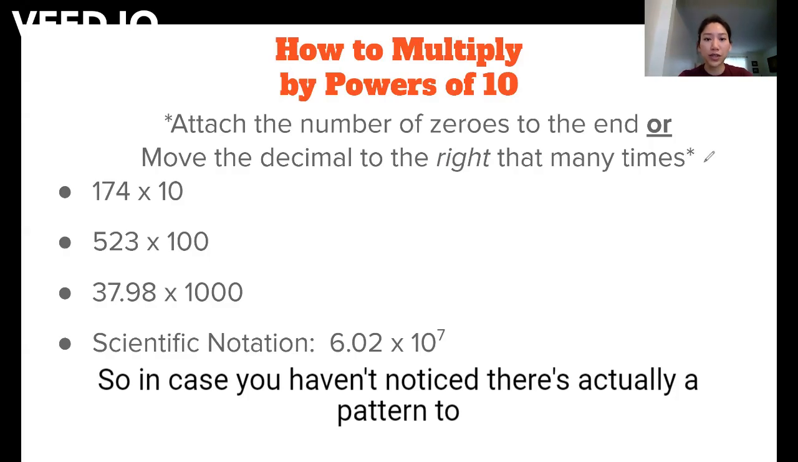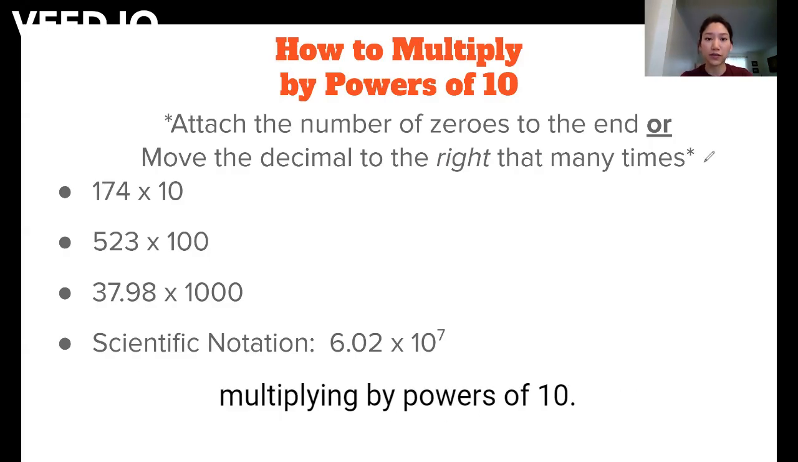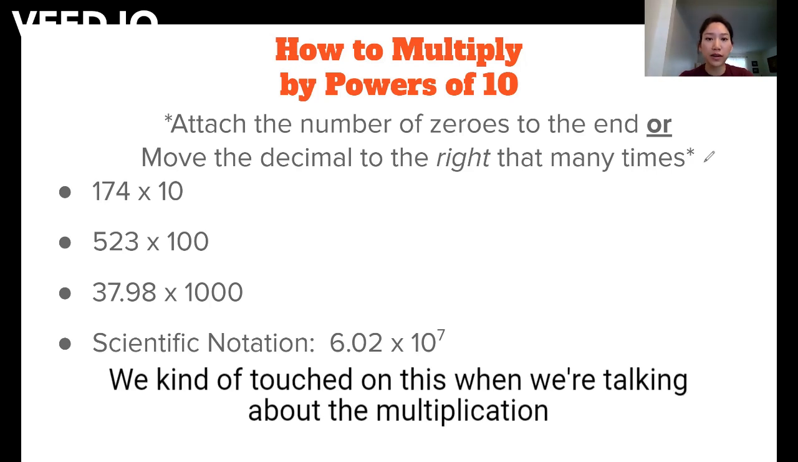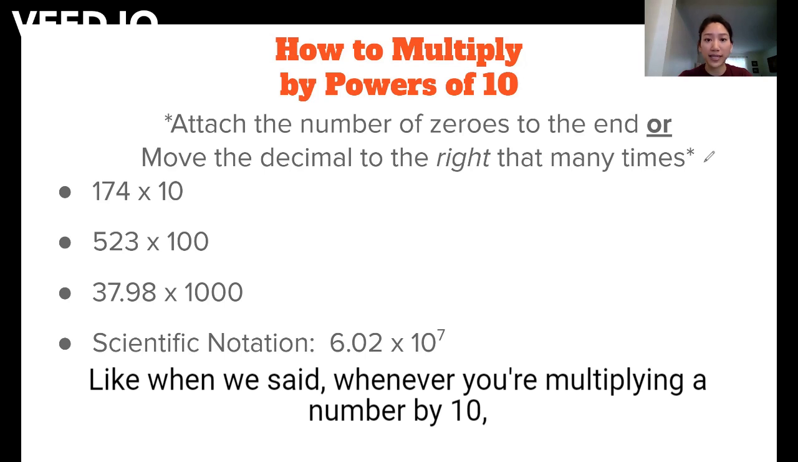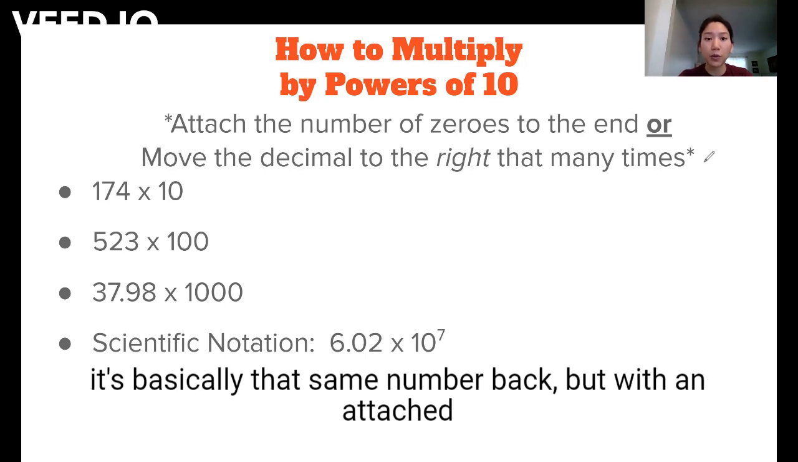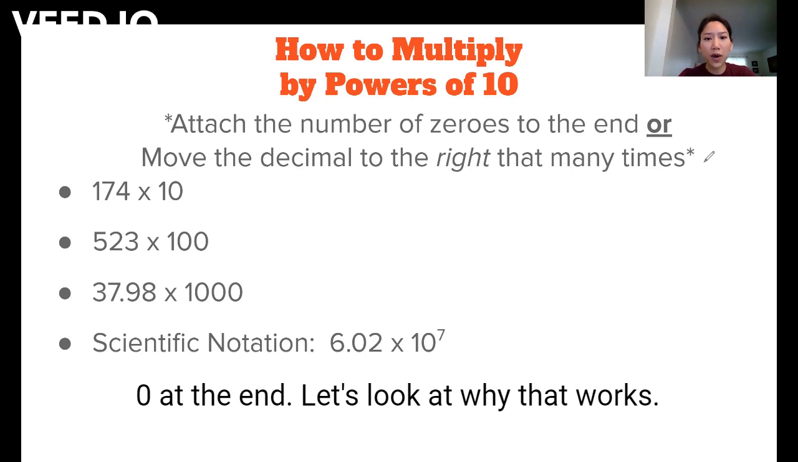So in case you haven't noticed, there's actually a pattern to multiplying by powers of 10. We kind of touched on this when we were talking about the multiplication table for 10. Like when we said, whenever you're multiplying a number by 10, it's basically that same number back, but with an attached zero at the end. Let's look at why that works.